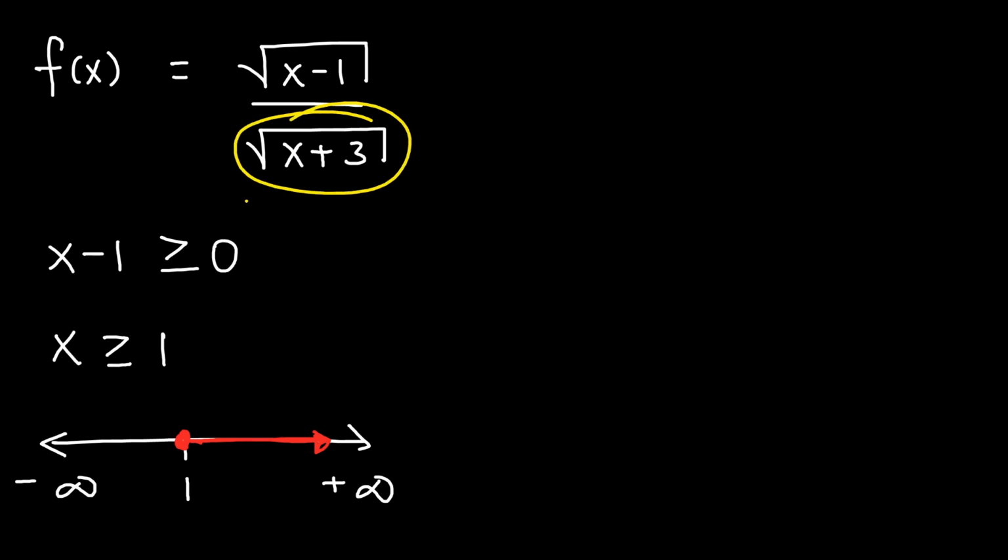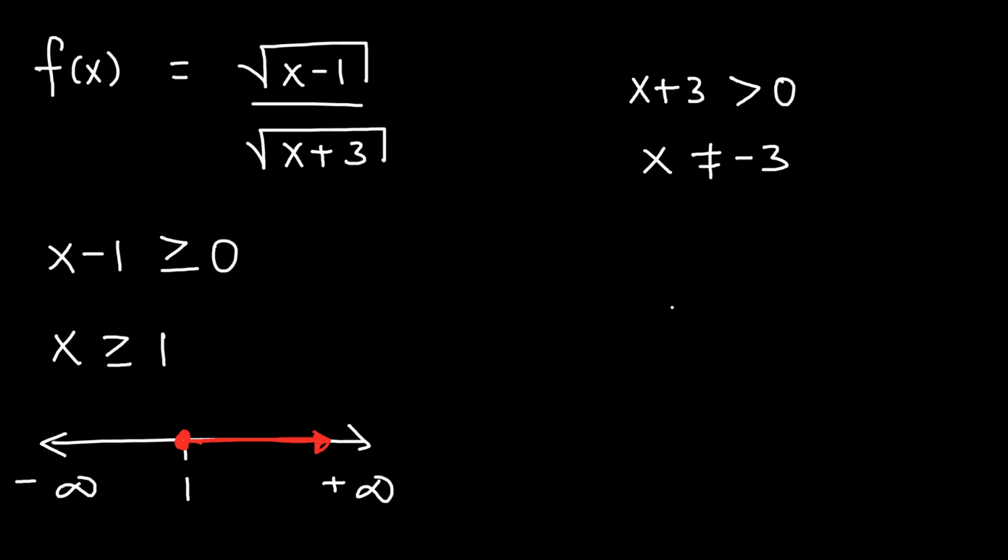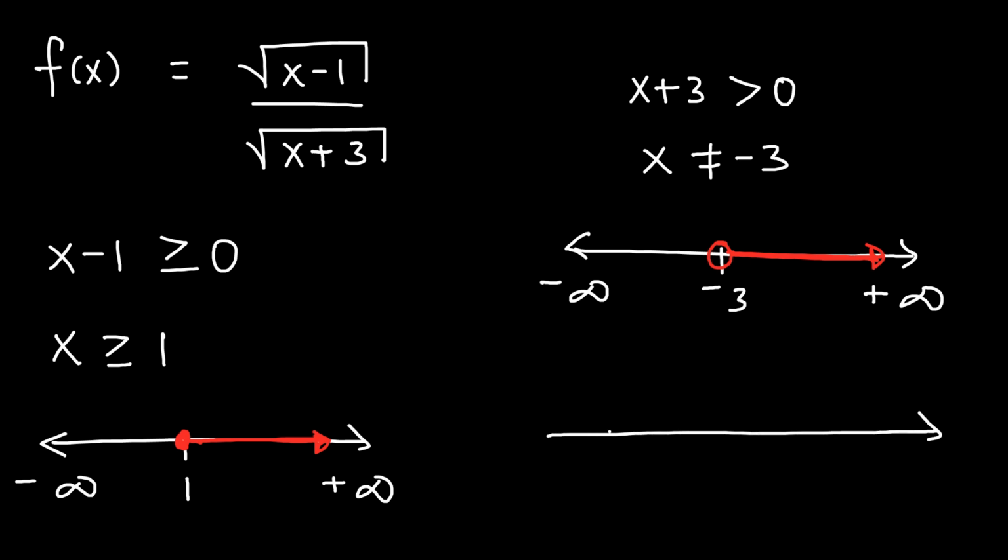Now let's look at the denominator. In this case, we know that x plus 3 should be greater than 0, because you can't have 0 in the denominator. And so x cannot be equal to negative 3. Representing this on a number line, here we have negative infinity, negative 3, and then positive infinity. Because x cannot be equal to negative 3, we mark it using an open circle, and then shade towards the right.